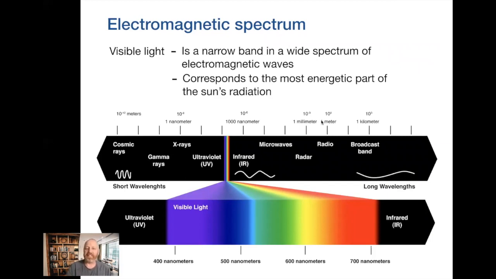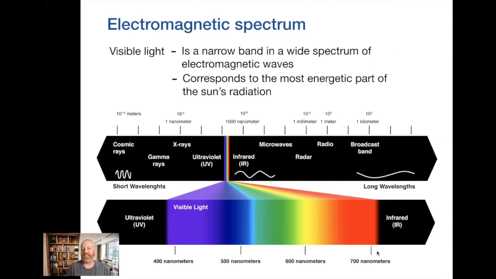You'll notice that there's this very small band in the middle here, which is colored like a rainbow. So this is the visible light part of this electromagnetic spectrum. This is the part of the electromagnetic spectrum we can actually see in. The visible light section runs from around 400 nanometers to 700 nanometers. A nanometer is 1/billionth of a meter.